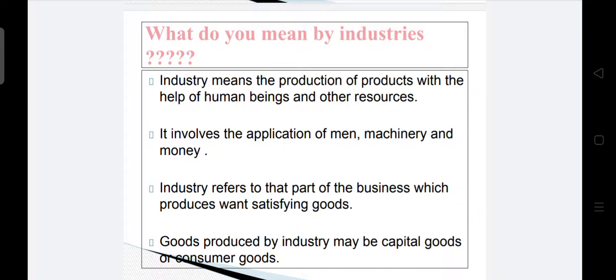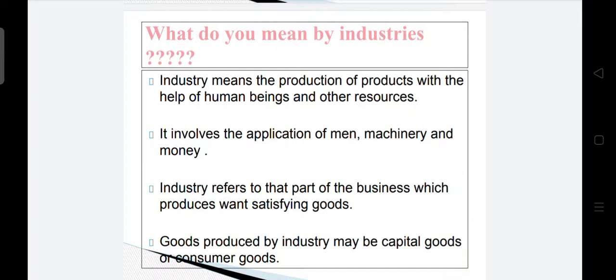It involves the application of men, machinery, and money. So what does it involve? We need a man or a machine to produce the goods and to make the goods. So if these three things are included, we can make good money and the industry can work.